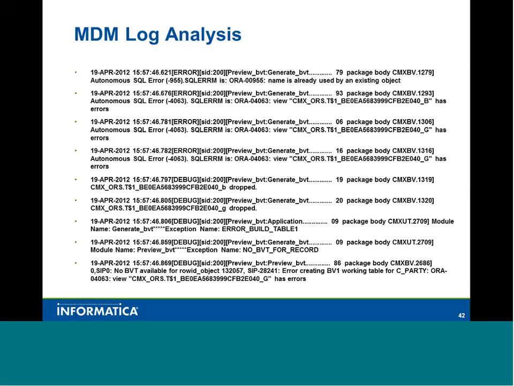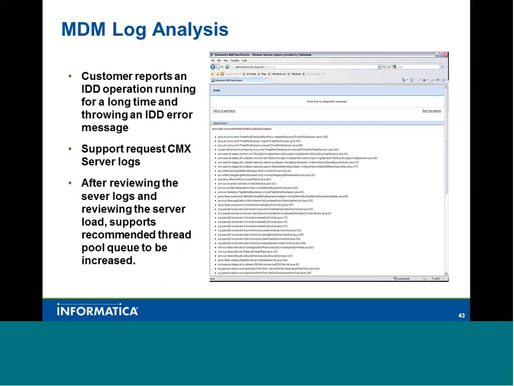Here's the log analysis. This is the database debug log where the job was not running, and obviously looking at the log, we were able to figure out that the temp table was already sitting, and removing the temp table kind of resolved this issue. Another example from the log analysis is that a customer reported an operation running for a long time and throwing an IDD error message. So once the log was analyzed, support recommended to increase the thread pool queue, and that kind of resolved the issues.